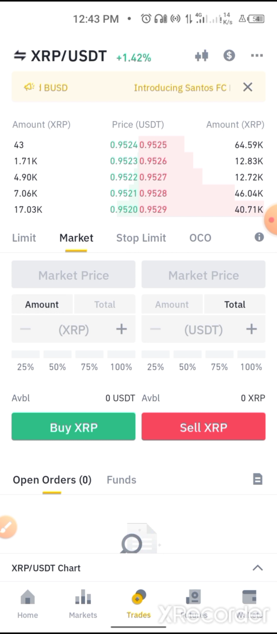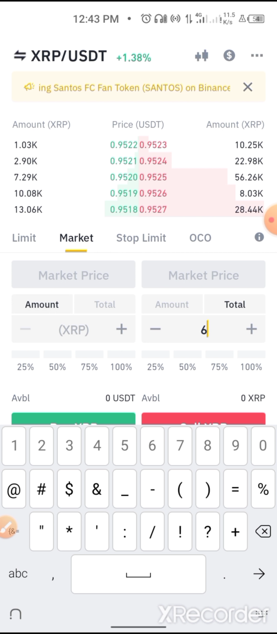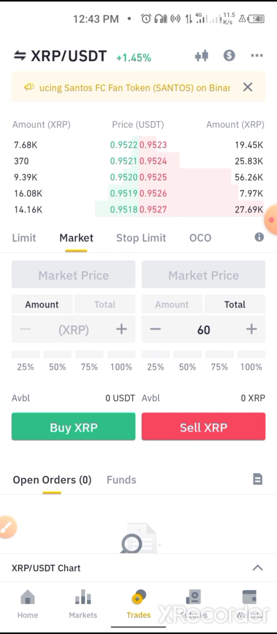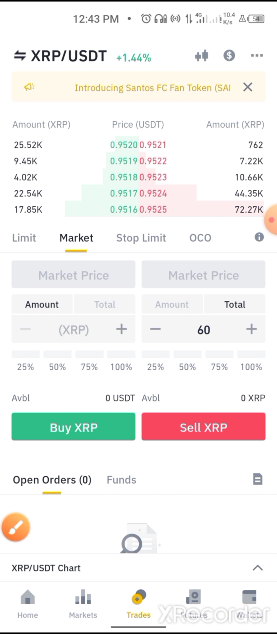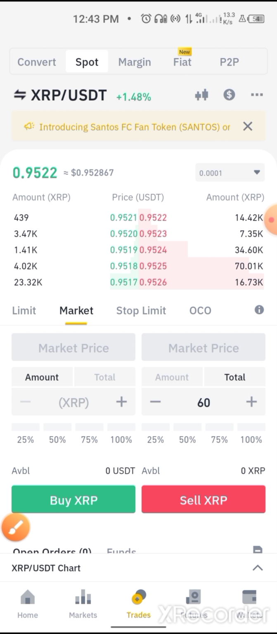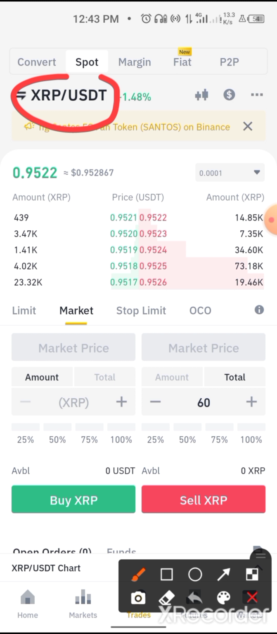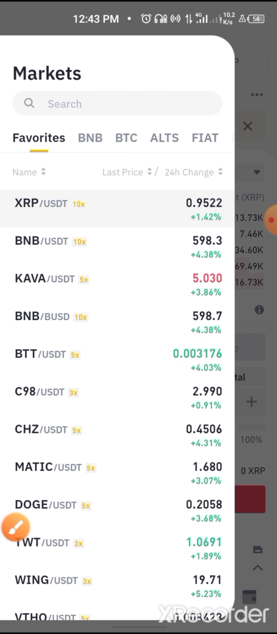Now, when it comes to total, I can put the amount of USDT I want to sell, probably $60, and click on sell. Okay, so I click on sell, it will sell immediately and appear on my USDT wallet. Now, if for example I bought XRP and I want to sell directly to BNB, there is no need of me proceeding with the transaction on this currency pair. I'll just go ahead and click this place, okay, to convert.